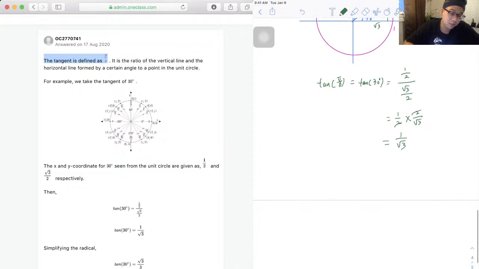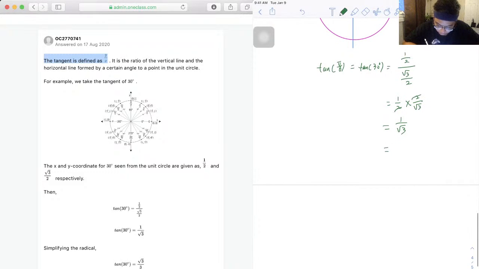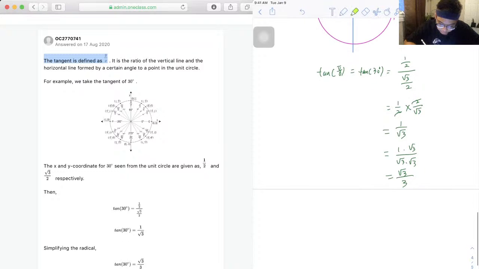And we just simplify this radical. We multiply by √3 on both denominator and numerator. So we'll get √3 on the top and 3 at the bottom. So therefore, root 3 over 3 will be our answer for tangent 30 degrees. Yep.